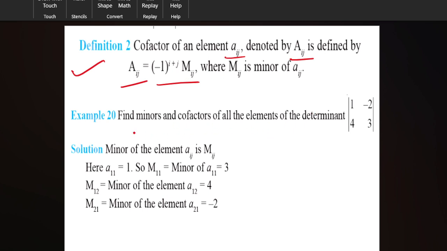So suppose, for example, find the minors and cofactors of all the elements of the determinant with rows 1, minus 2 and 4, 3, 2. First element 1 means a11. The minor of a11 will be M11. So M11 will be 3. Similarly, the minor of a12, which is minus 2, will be 4. Delete this row and column, and you'll get 4. Similarly, M21 will be minus 2, and M22 will be 1.